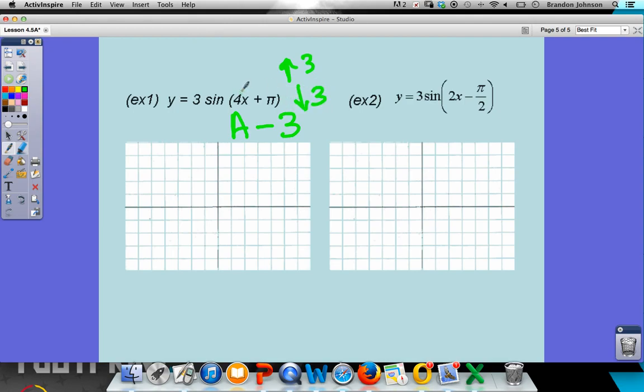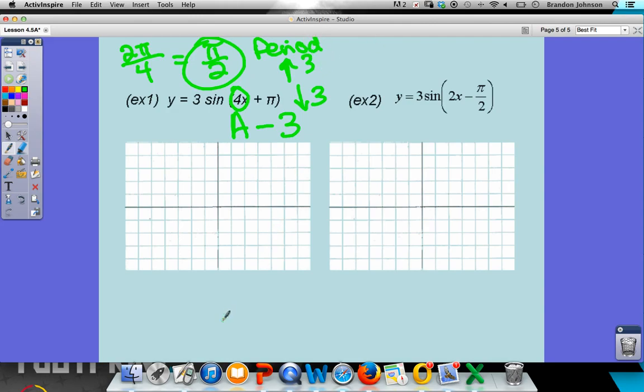Okay? What does that 4 represent? Well, first of all, we know that ends up referring to our B, or in this case, our period, so we know it's going to be 2 pi over 4, or in this case, pi over 2. So pi over 2 will end up being our period. That means, again, where it creates a full rotation.